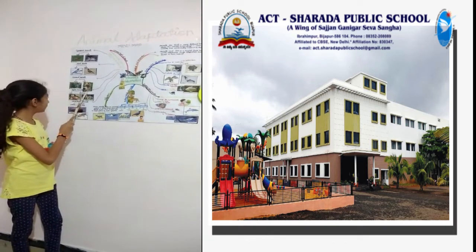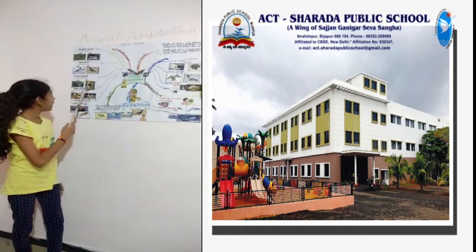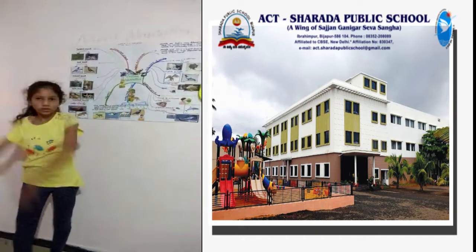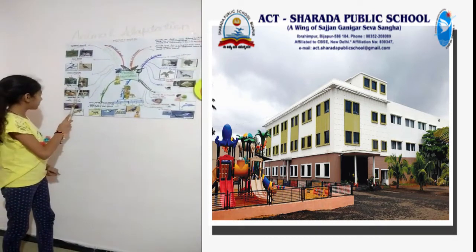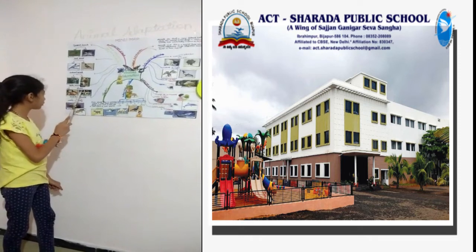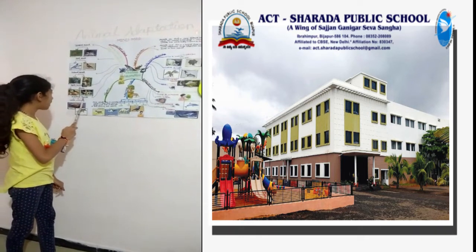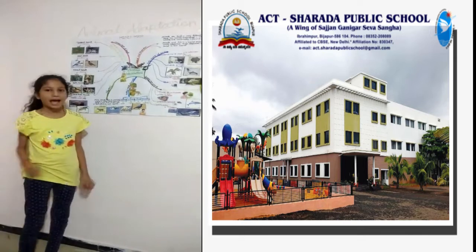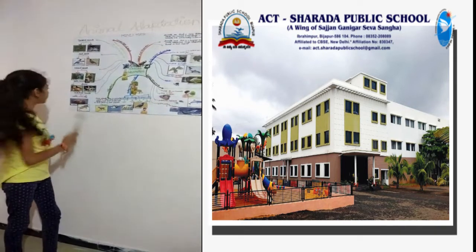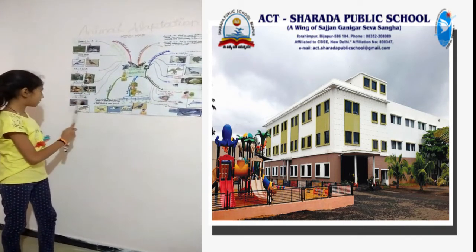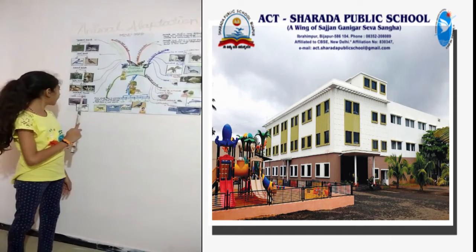Example, monkey and cat. Aquatic animals. Animals which swim in the water are called aquatic animals. Example, fish and starfish. Amphibian animals. Animals that live on land as well as in water are called amphibian animals. Example, walrus, crocodile, frog.